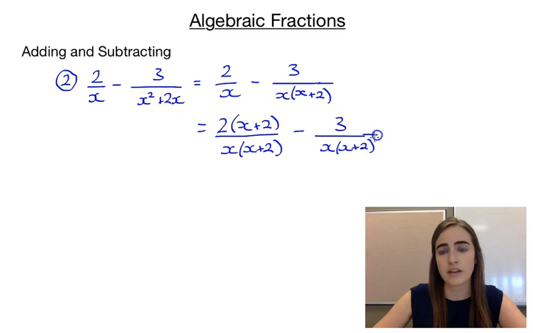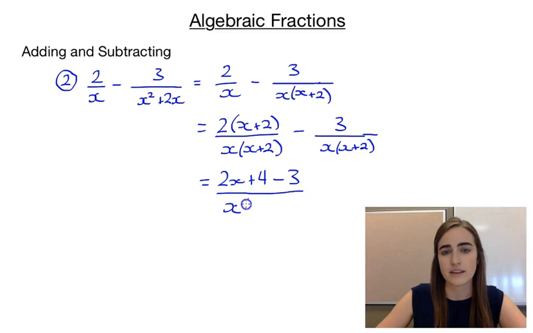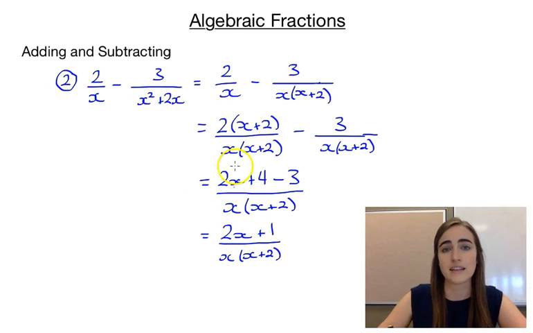Right, so now that they both have the common denominator, now we can add them together. Let's expand this bracket out as we go as well. So 2 times x is 2x, 2 times 2 is 4, and then we've got that minus 3, all over x outside of x plus 2. And then we can simplify this a little bit. 4 minus 3 gives us 1, so we've got 2x plus 1 over x outside of x plus 2. Right, so that's adding and subtracting.